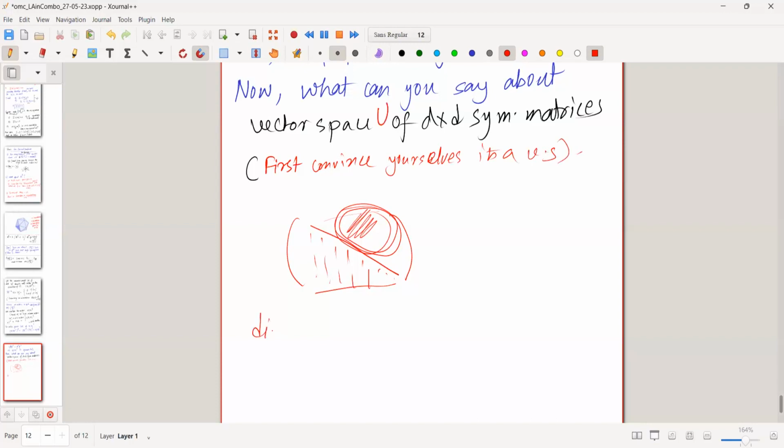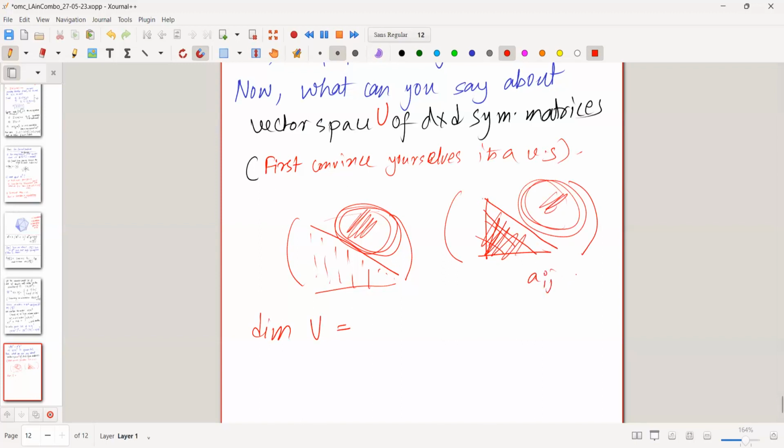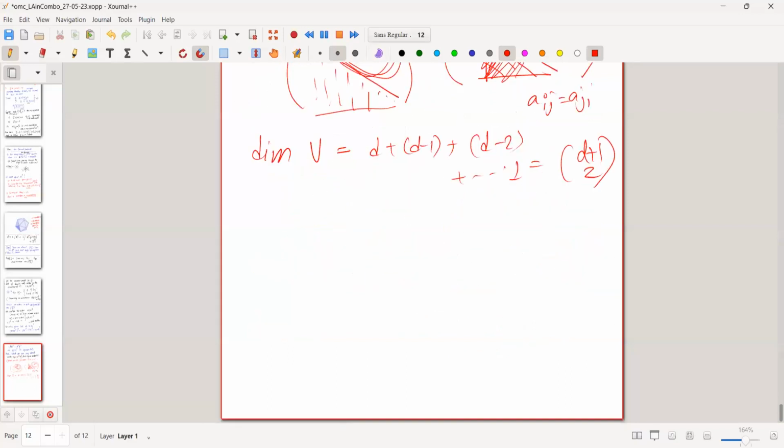So call this vector space U. What is the dimension of U? When you are specifying symmetric matrices, you need to specify all the entries along the main diagonal and then along the smaller diagonals. As long as you specify the lower half, the upper half is fixed, because for a symmetric matrix, A_ij equals A_ji. So this is exactly D plus D minus 1 plus D minus 2 and so on up till 1, which is D plus 1 choose 2. So this subspace of R D cross D has dimension D plus 1 choose 2.